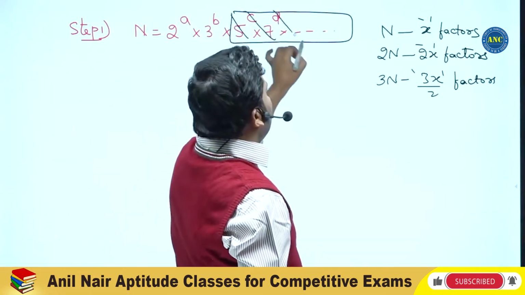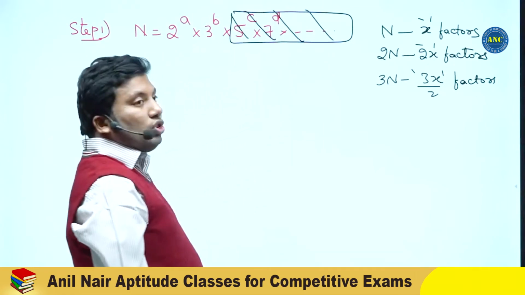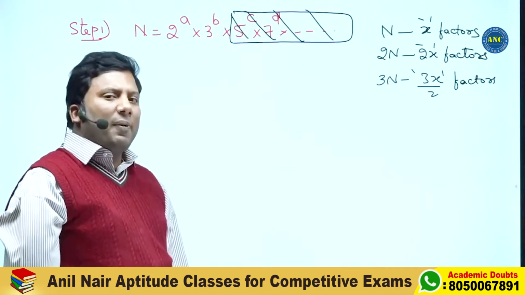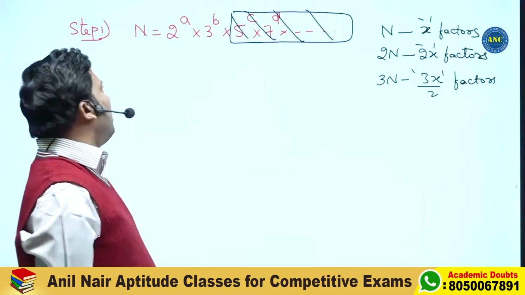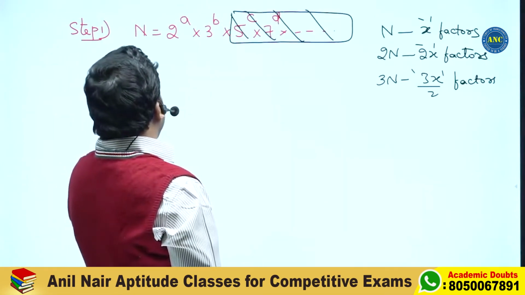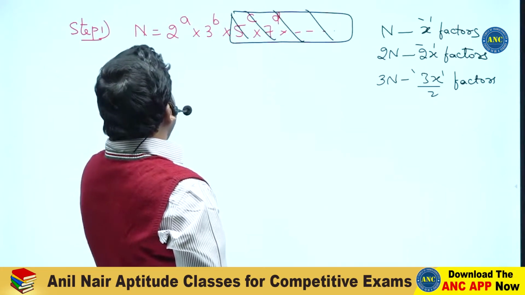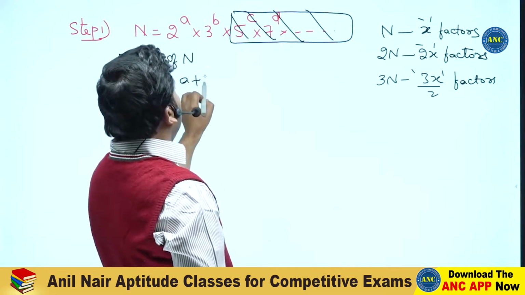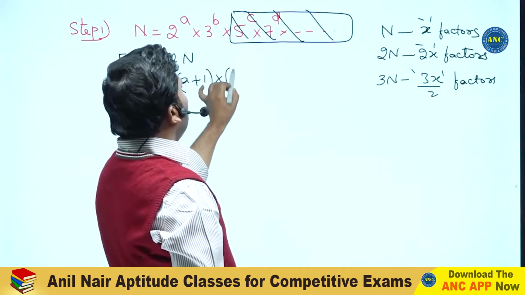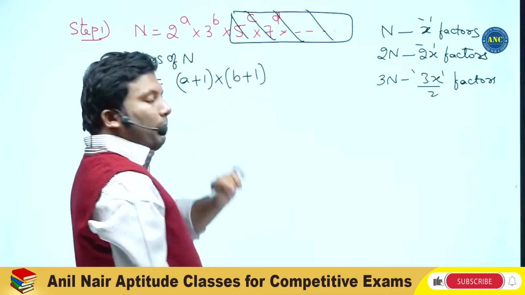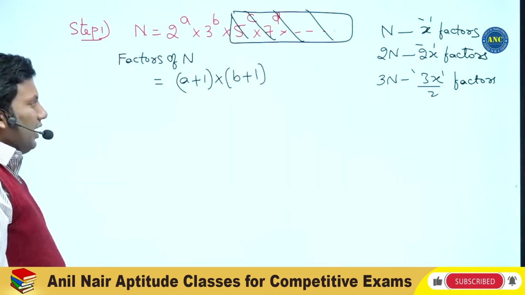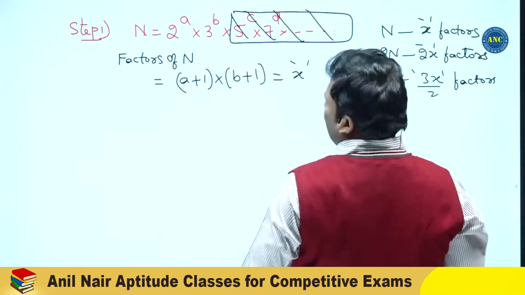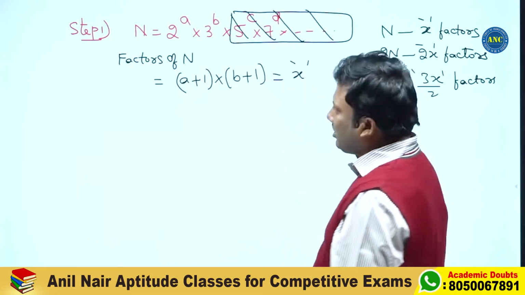My entire attention is on 2 power a into 3 power b. The other prime factors you can easily prove will be 5 power 0, 7 power 0, and so on. So what will be the factors of n? Factors of n will be 0 to a plus 1, 0 to b plus 1, that is, a plus 1 into b plus 1. Is the idea clear? It is given clearly in the question that the number of factors is x.